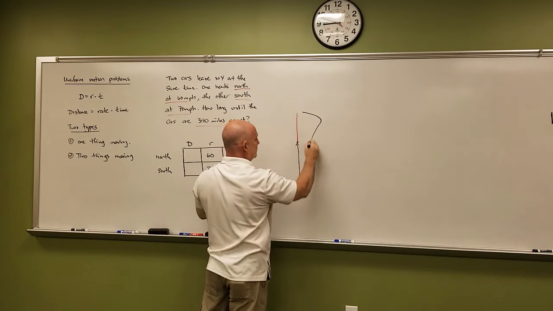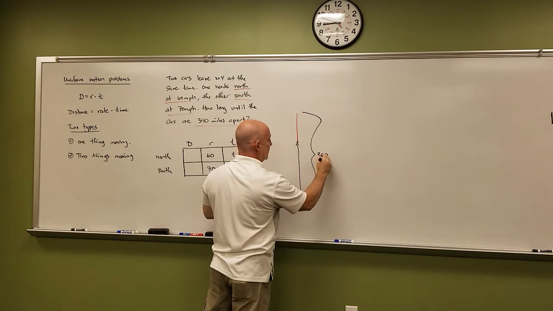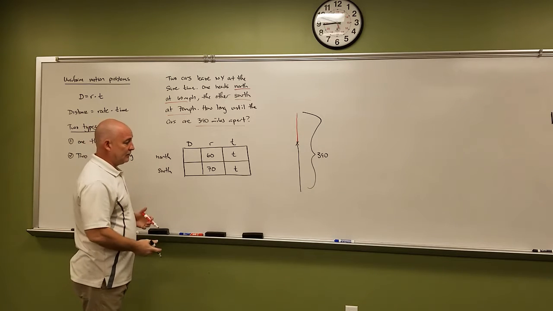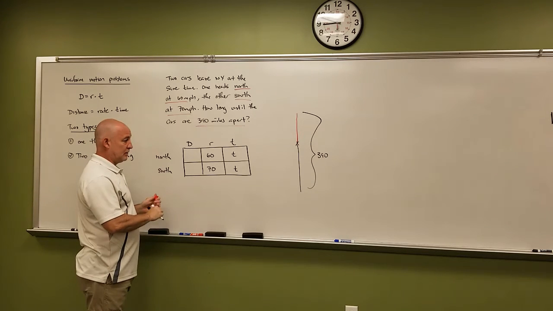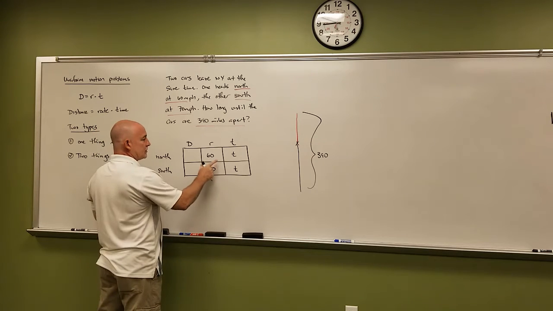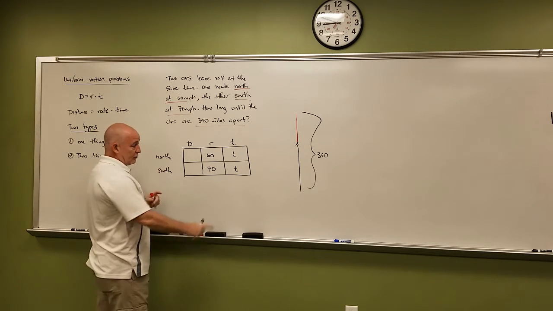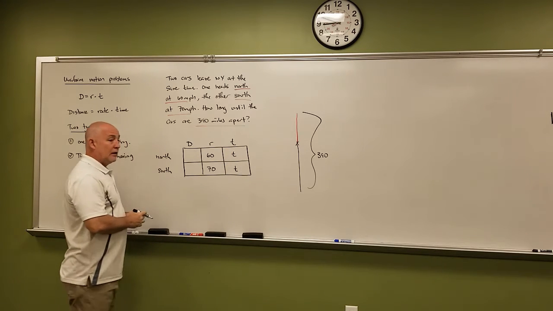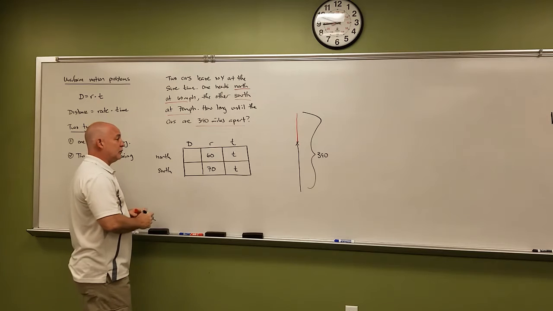At some point in the future, they're supposed to be 390 miles apart. So they both leave at the same time, and then sometime in the future, they're going to be 390 miles apart. So they both drive the same amount of time. So the way that these almost always work, notice we got one column of information, one column of variables. Now the last column is always created using our formula.